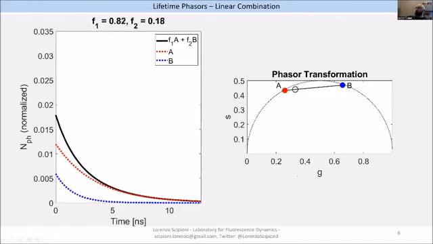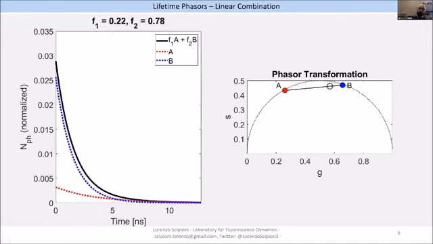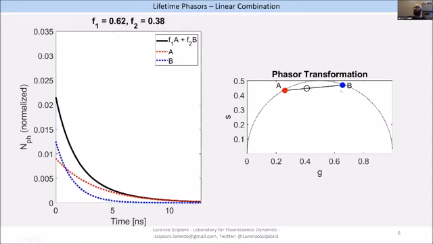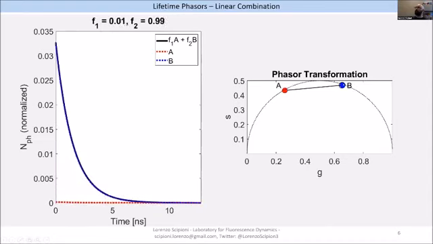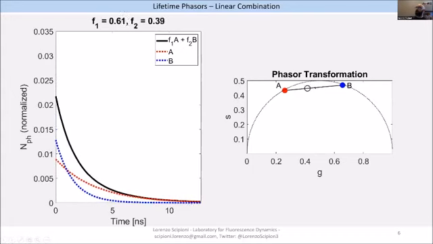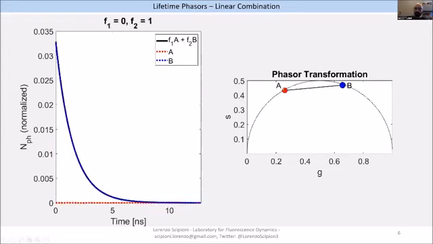The position along this line depends on the relative fraction of the two, the photon contribution, let's say, of the two decays. So if you have 100% photons coming from B, it will be B. If you have 50% of the photons coming from one or from the other, it will be exactly midway. And if you have all the photons coming from A, it will be exactly in the phasor of A.